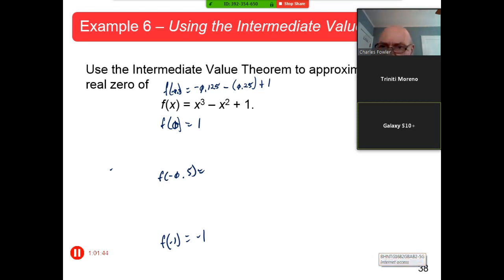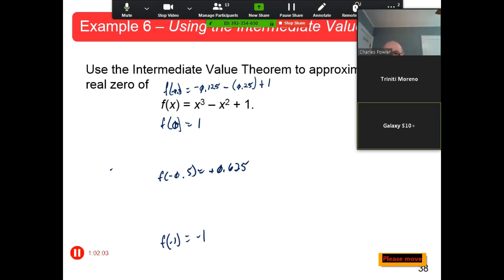I'm not doing... my brain's not working well this morning. That's 375. So that's 625, isn't it? Positive 0.625. Did I do that right? Okay, good.